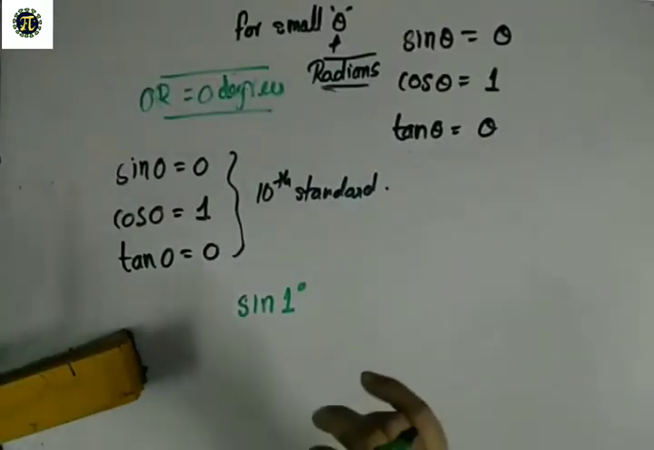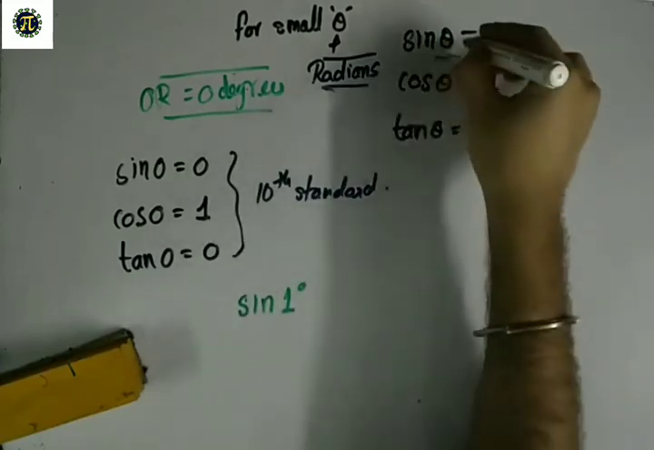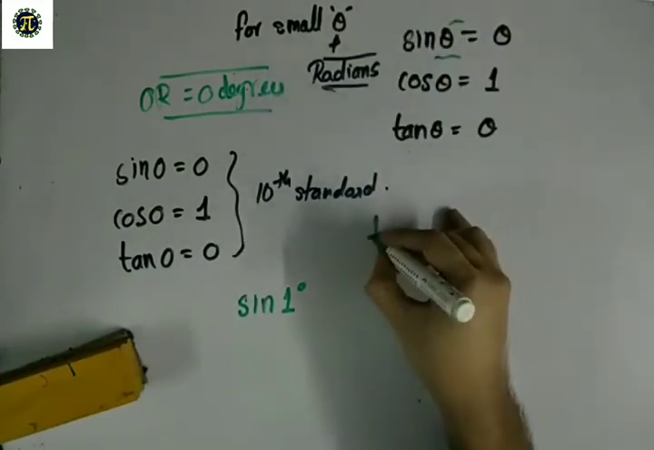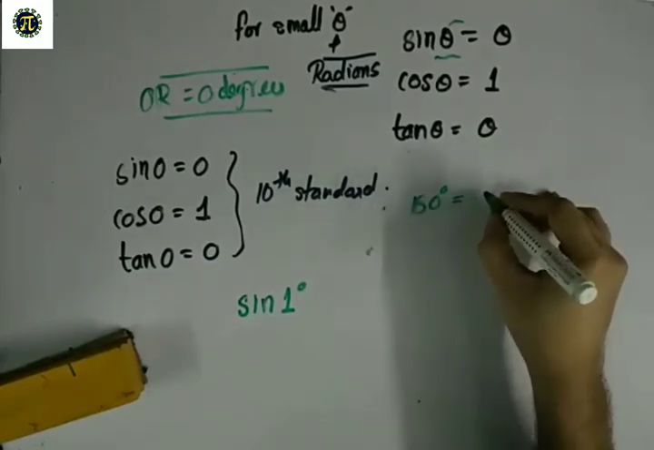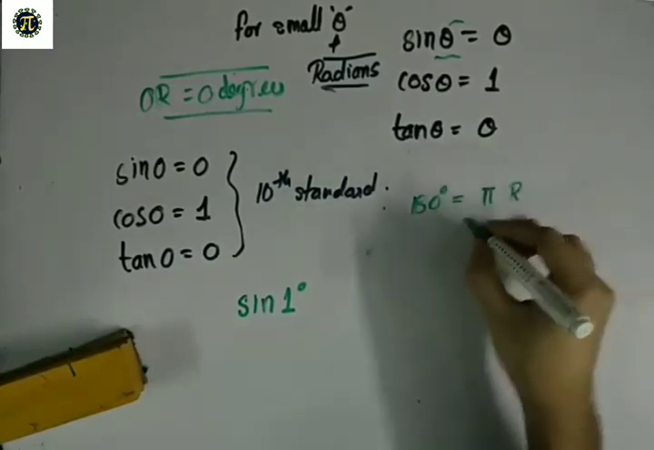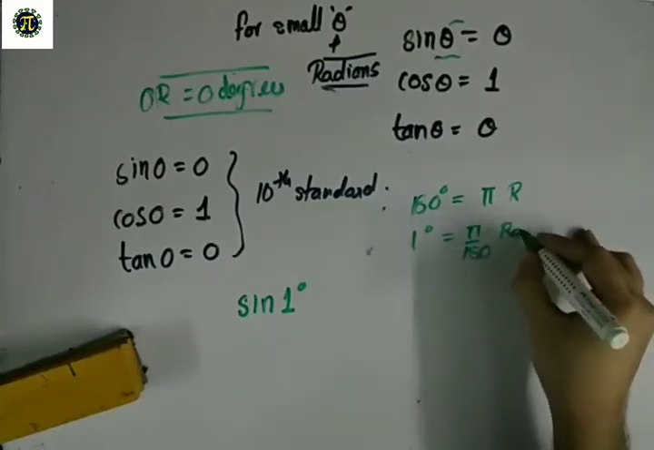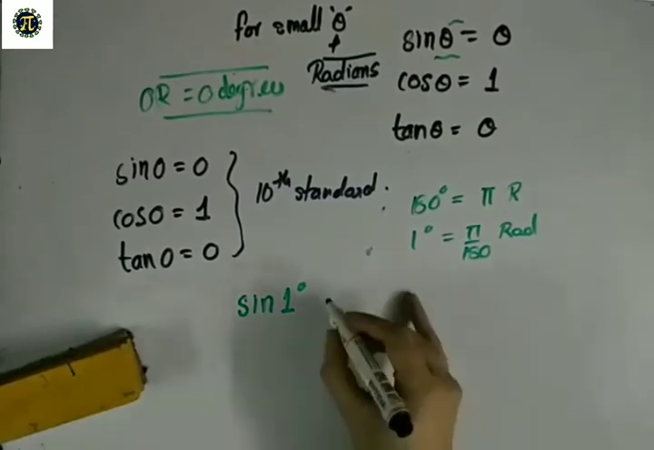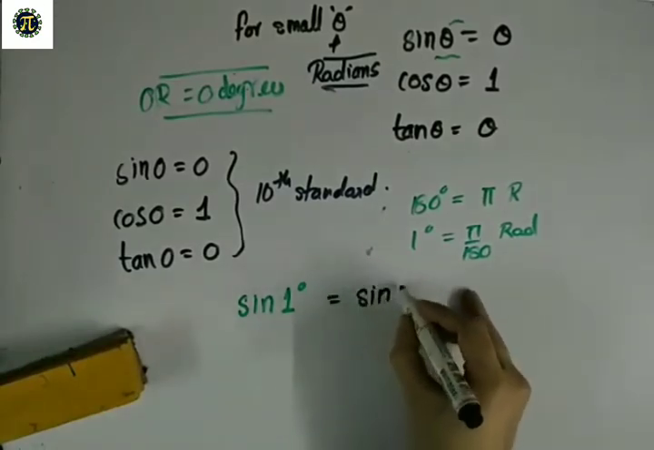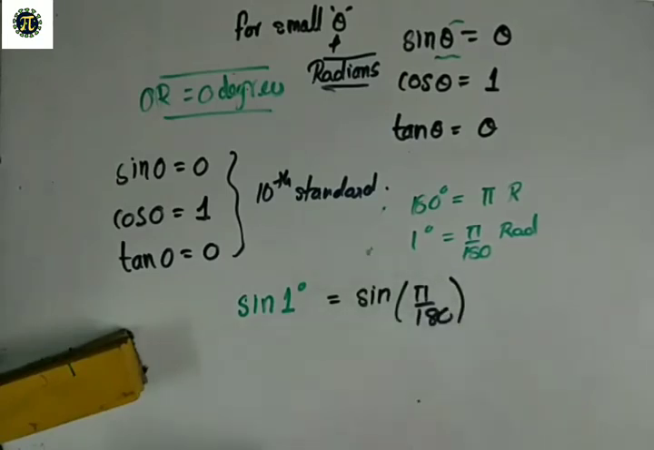But the idea is that we cannot use it for 1 degree directly. We need to input the angle in radians, right? So what is 1 degree? I have an equation: 180 degrees is pi radians. So 1 degree is pi by 180 radians. So what I can say is this will become sine of pi by 180 radians.